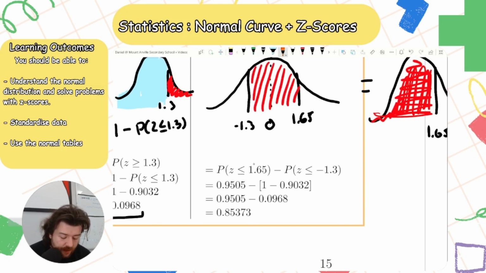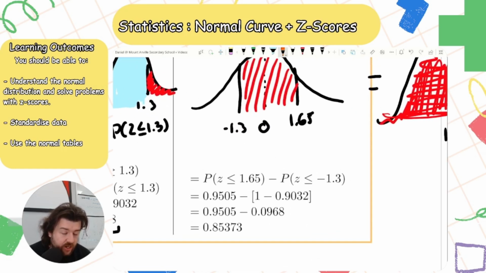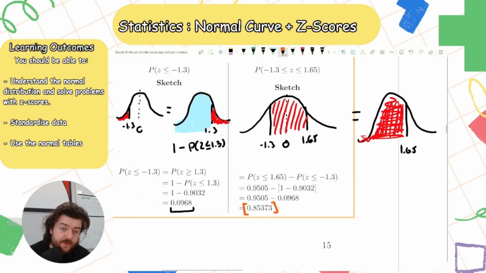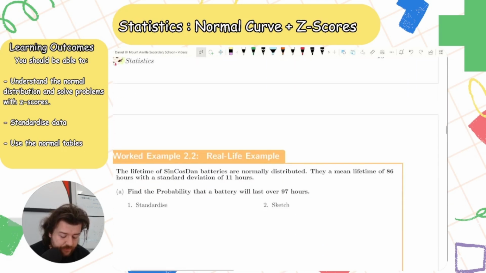0.9032. If you look up 1.65 in your normal distribution table, you get 0.9505. So that'd be equal to 0.9505 minus (1 minus 0.9032). Subtract from there, you get 0.85373. And that is the area between the two.